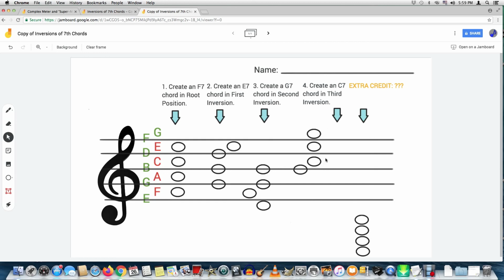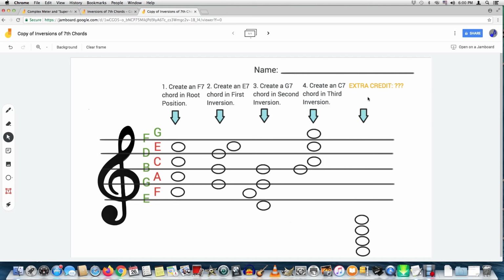Do we have a third in the middle? Yep. Between C and E, there's a third. Do we have a third above that? Yep, because between E and G, there's a third. So we have a 7 chord in third inversion, a C7 chord. Okay? And that means number 4 is correct.